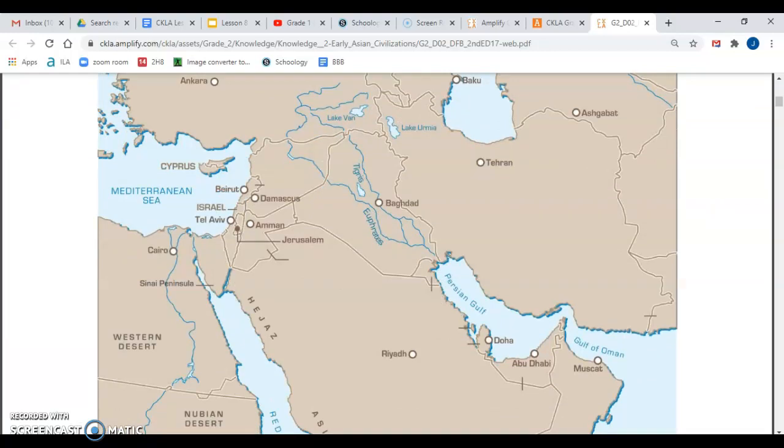What is this? Anastasia, what is this? It's a map. Yes. This map is of the Nile River, the Tigris, and the Euphrates rivers. The Nile. Where are you, my friend? Around the Nile.